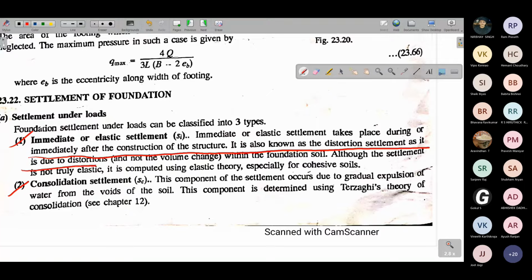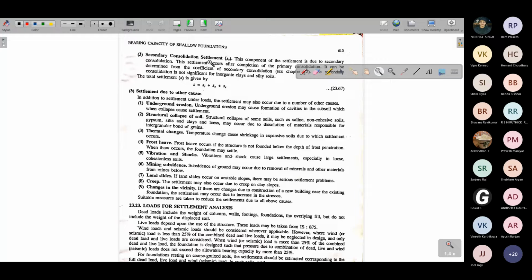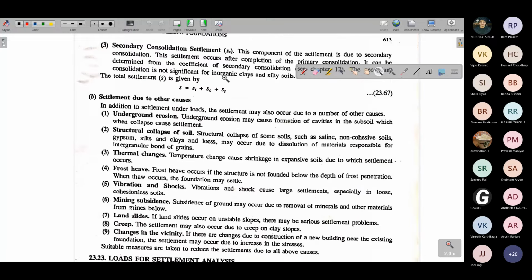It is also known as the distortion settlement, within the foundation of the soil. Then consolidation settlement, which we already know, is due to the gradual expulsion of the water. All these three we will add finally. That's what I'm trying to explain. Next is secondary settlement.